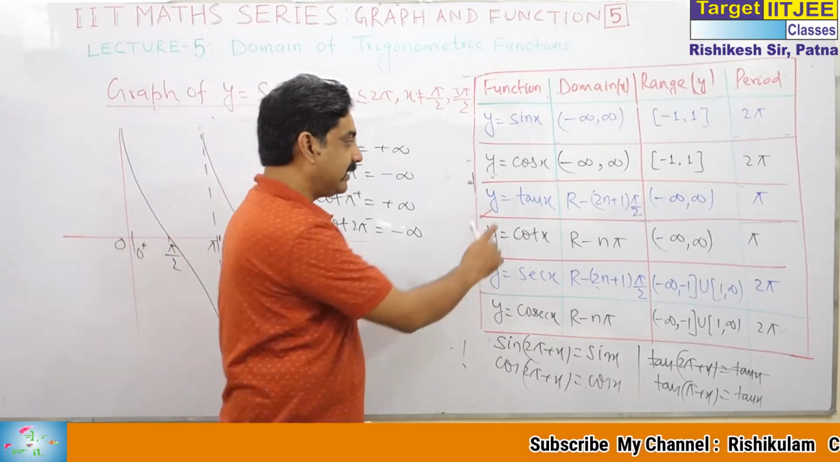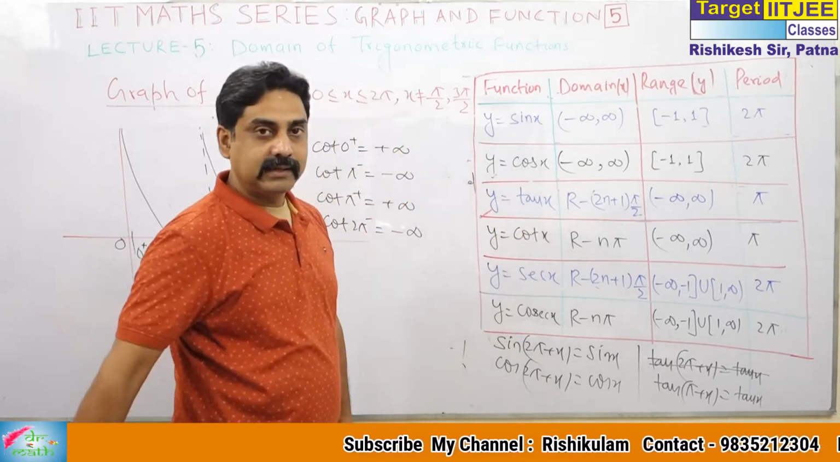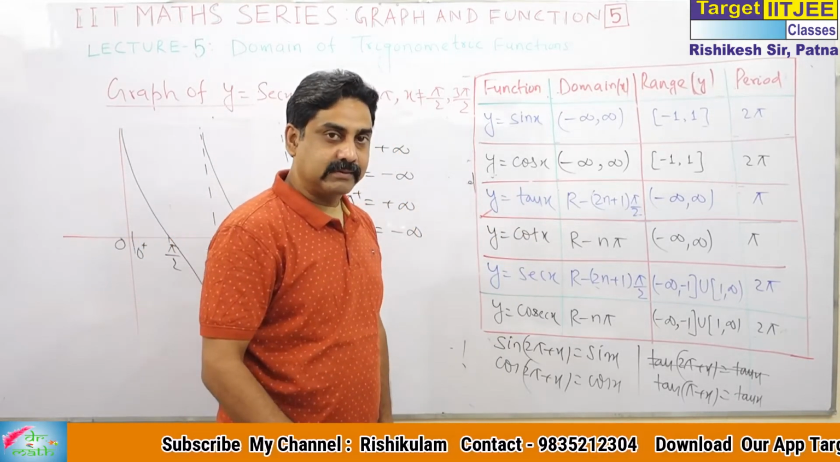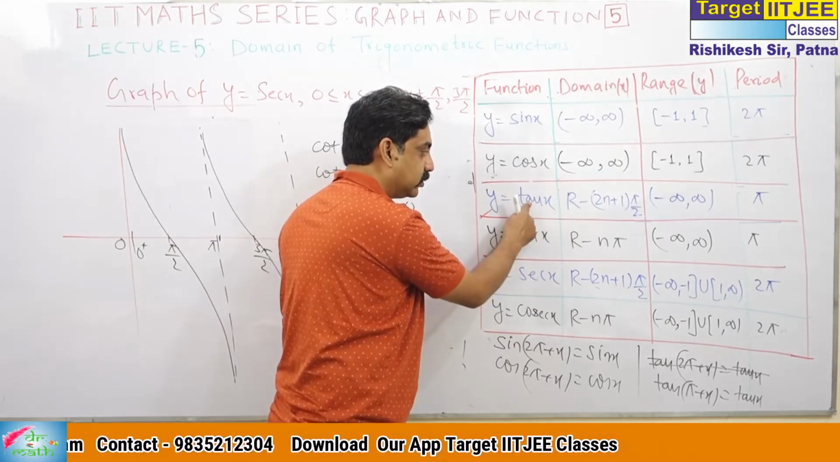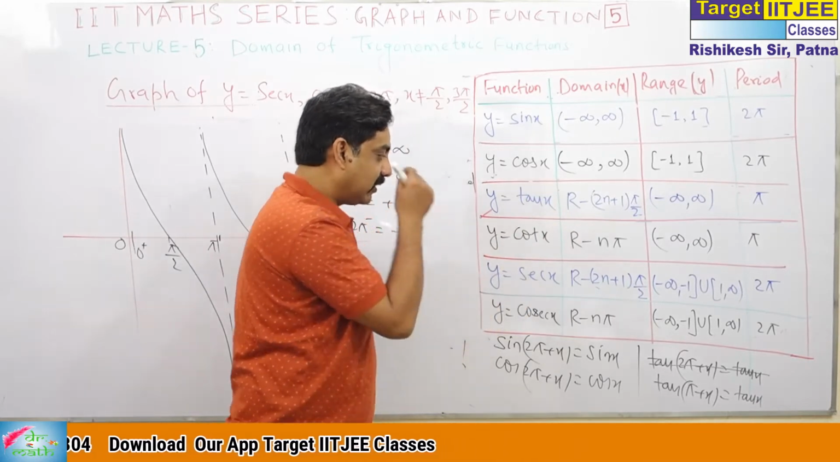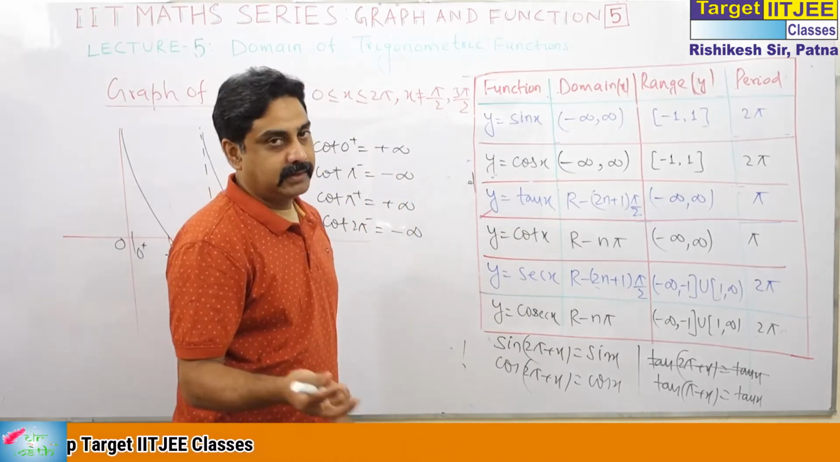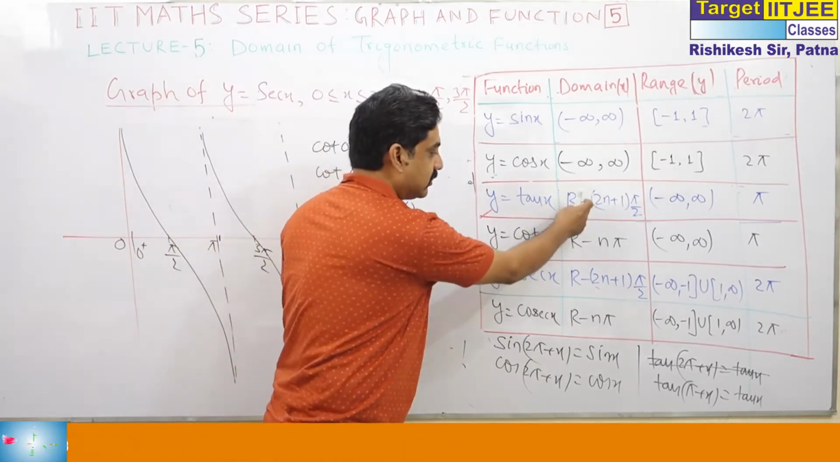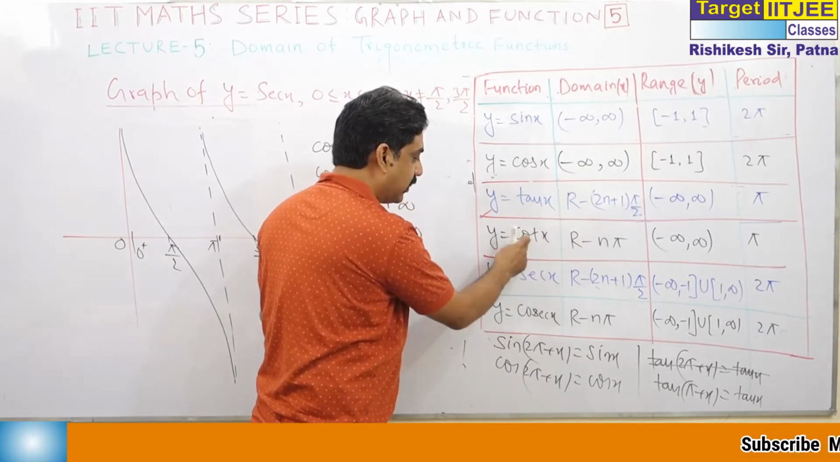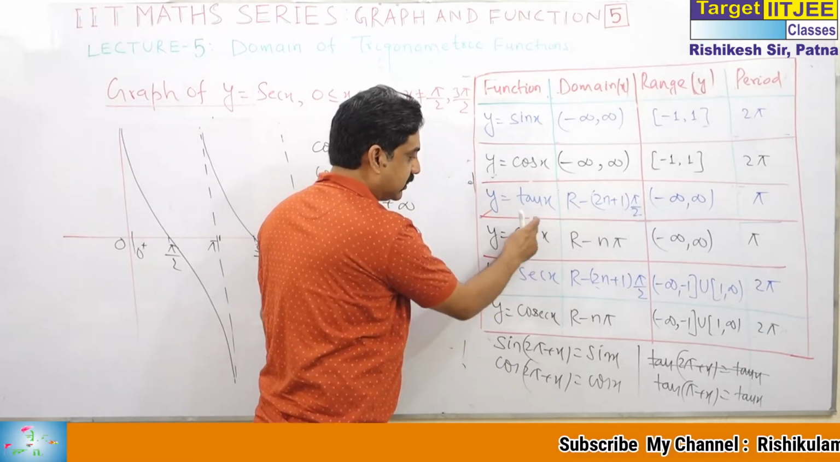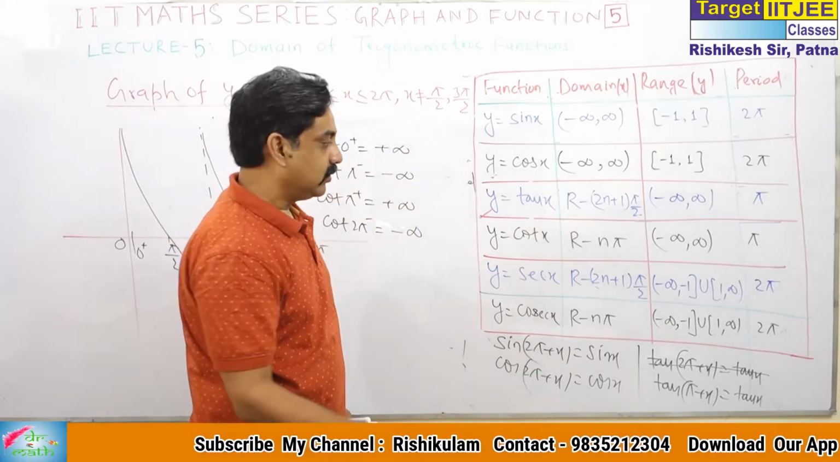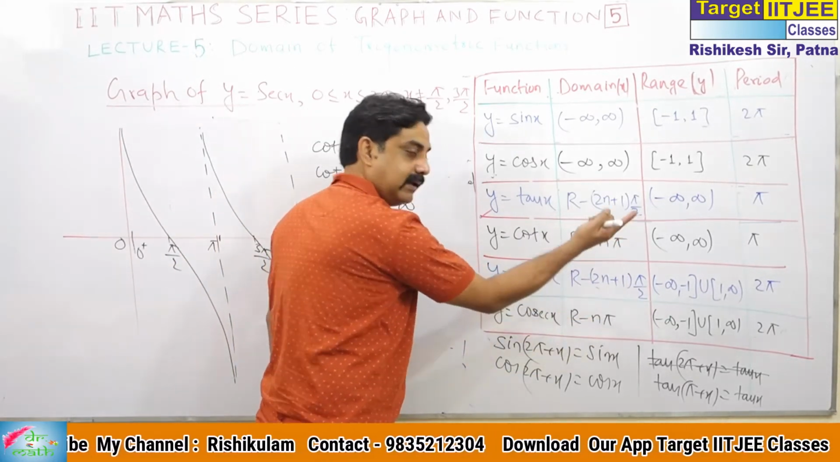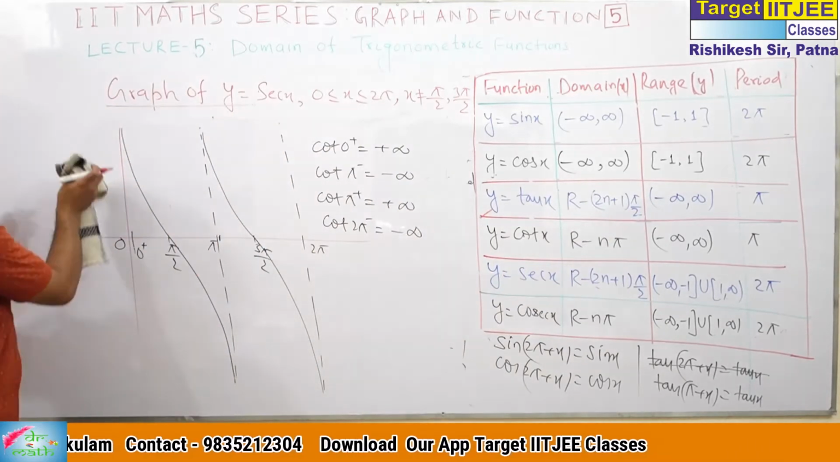Yes, it's because tan x is sin x by cos x and sec x is 1 by cos x. Means the denominator of both tan x and sec x contains cos x. And whenever cos x is 0, they are not defined, so that is the domain. Similar is the case of cot x and cosec x. Cot x is cos x by sin x, cosec x is 1 by sin x. So whenever sine is 0, they are not defined, and sine is 0 at n pi. So that is the case.